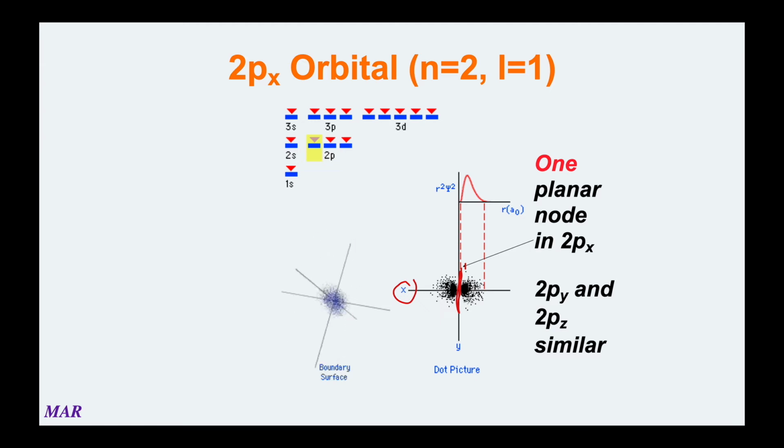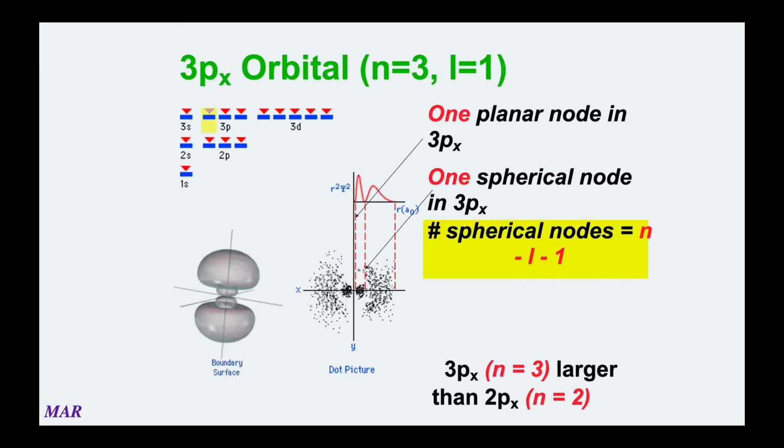Now 2py and 2pz would be very similar. If it was 2py, it would be along this axis. And you can imagine if this was a three-dimensional graph, there would be a z-axis right here, and that would be along the z-axis. But they're all basically the same. They're just at 90 degrees from each other.